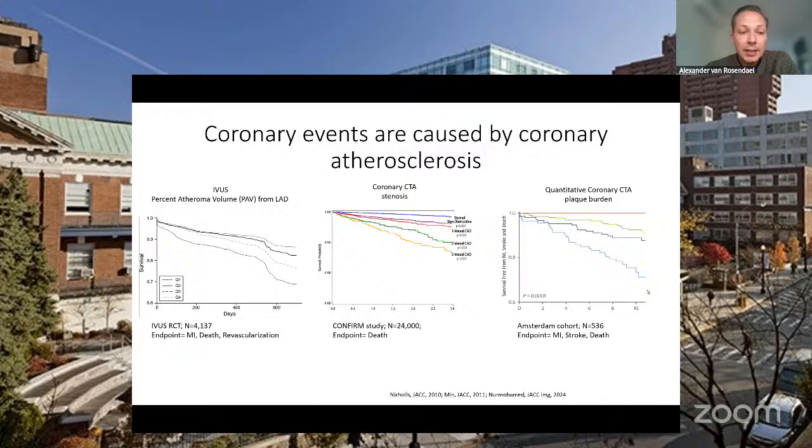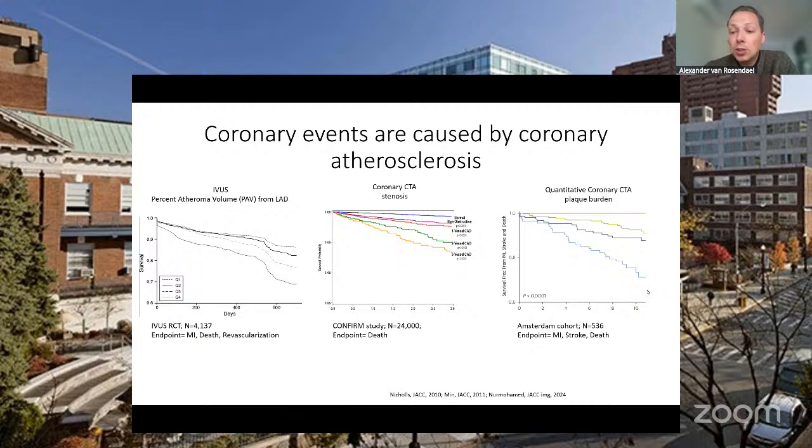For instance, with IVUS, more plaque on IVUS means more events. And of course, with coronary CTA, it works very well. Before we had automated quantification of plaque, you could just categorize by stenosis: the more the stenosis, the higher the events, and that risk stratifies really well. A normal CT has almost no events in the upcoming 10 years. And there is a little bit of data, usually small cohorts, where we already see that quantification of plaque burden also works really well.